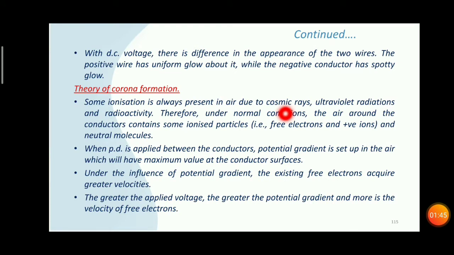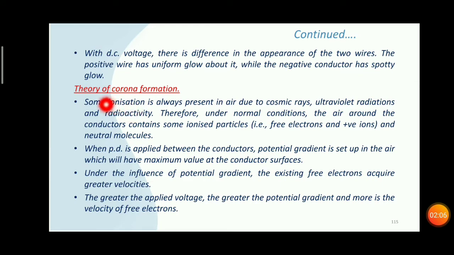And also, in case of stranded conductors, the corona discharge will be more. And in a DC system, there is a difference in the appearance of corona in the two wires. The positive wire has a uniform glow, whereas the negative conductor has a spotty glow.